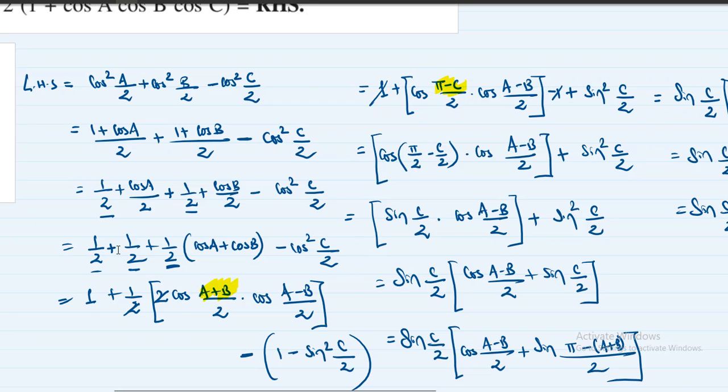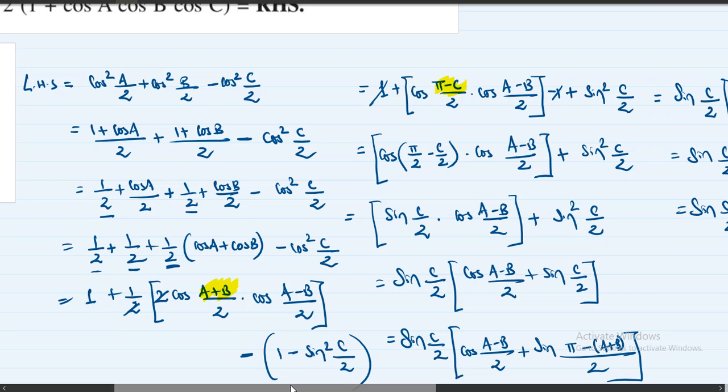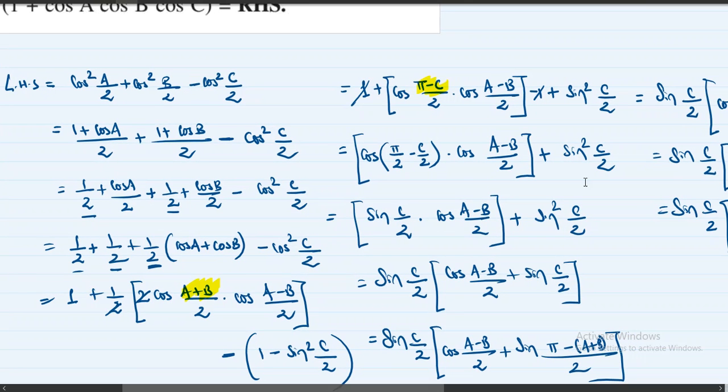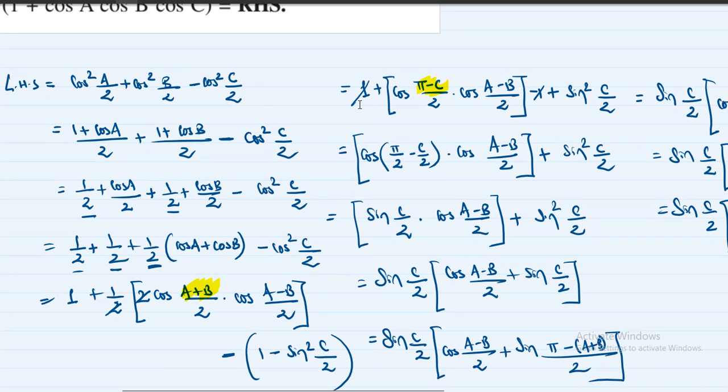C by 2. Now here 1 by 2 will be taken out common, and cos A by 2 plus cos B by 2, out of which we take 1 by 2 common, and in the bracket we get cos A plus cos B. In place of this cos A plus cos B, we use the formula of cos C plus cos D. So we get 2 cos (C plus D) by 2, cos (C minus D) by 2, the same thing. And in place of minus cos square C by 2, we get minus bracket 1 minus sine square C by 2. This is important.